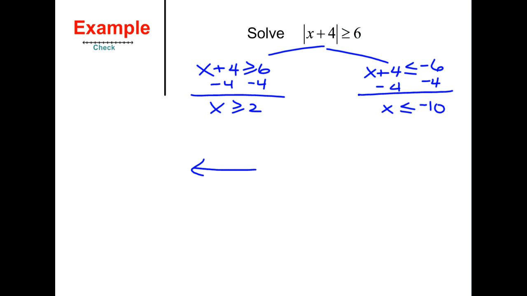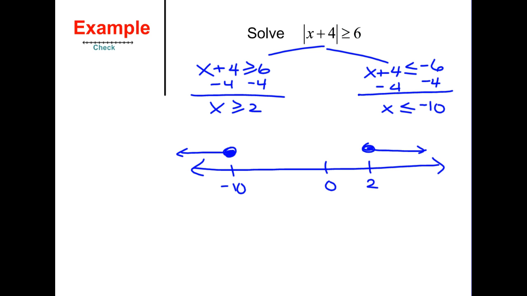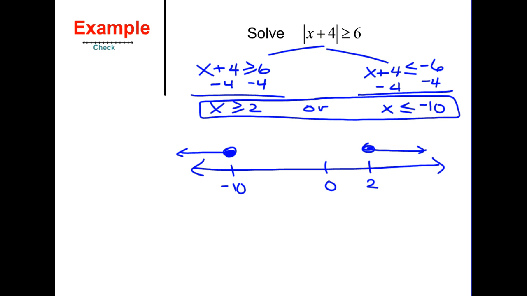Graph those points. So we have 2, 0, -10, closed dot, it's less than that, and closed dot, it's greater than that, so it's an or statement. So we can just write the or in between there, and there's our solution.